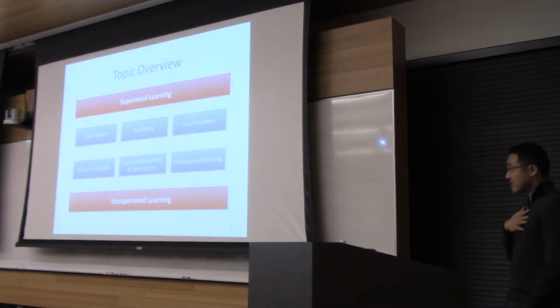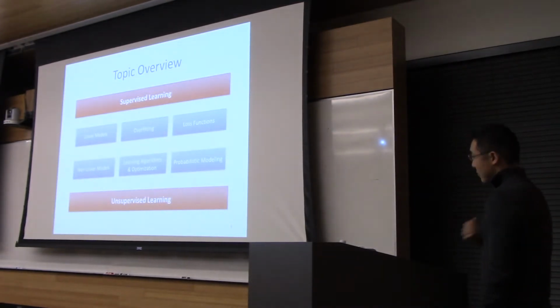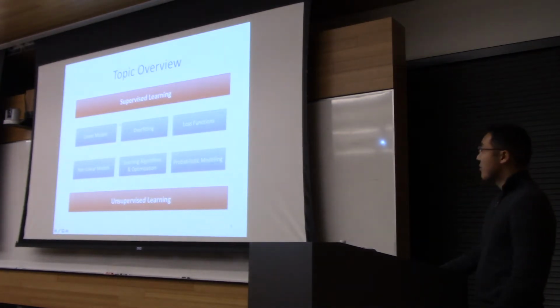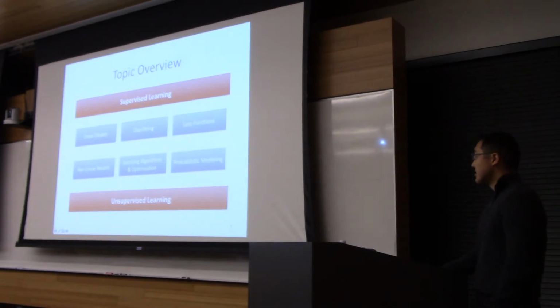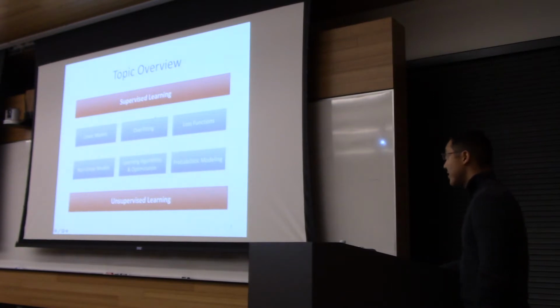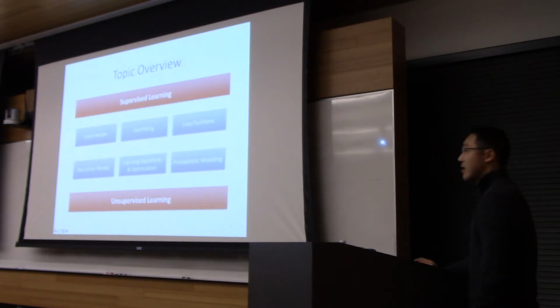Going back to the topic overview that we've been looking at on and off during this course, we started with supervised learning, and then we talked a bit about unsupervised learning. Within these two tent poles, we looked at various model classes, including linear models and nonlinear models, questions of overfitting, the bias-variance trade-off, different choices of loss functions, learning algorithms, and optimization. Now in the last part of the course, we're going to look at probabilistic modeling.